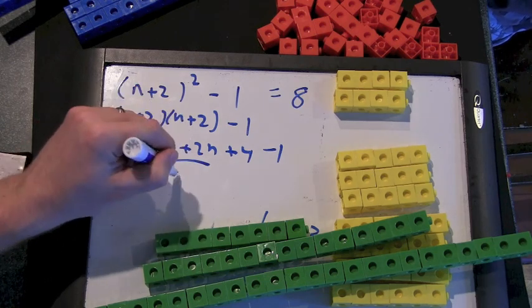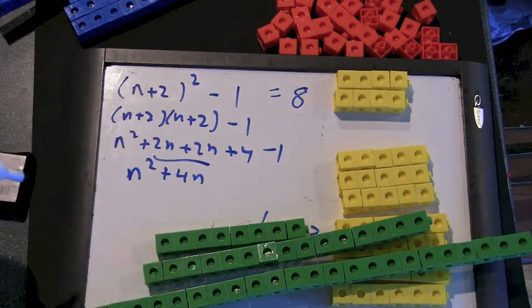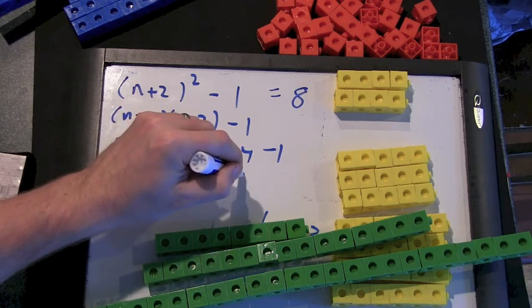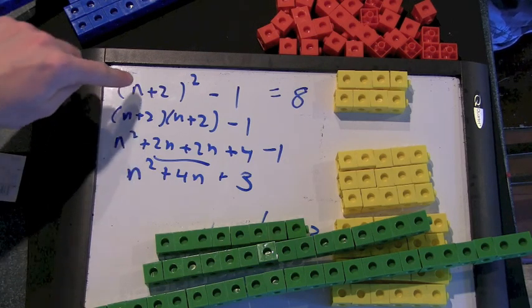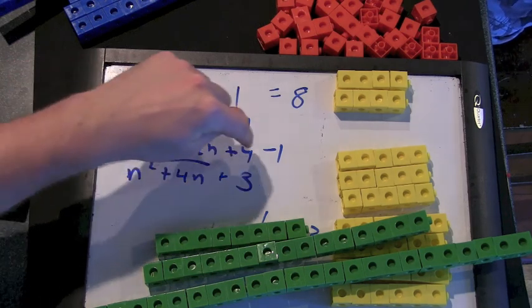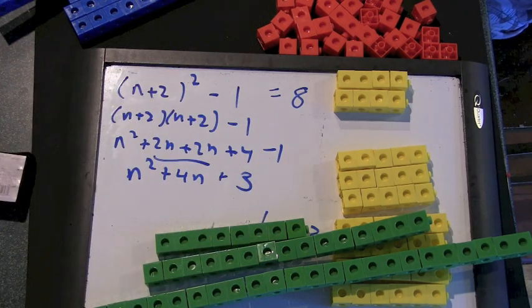n squared plus 4n plus 3. Cool. Hey. So what was wrong? What was going on, or what was going wrong when we said that n plus 2 squared was n squared plus 2 squared? Well, we were multiplying n squared and then 2 squared.